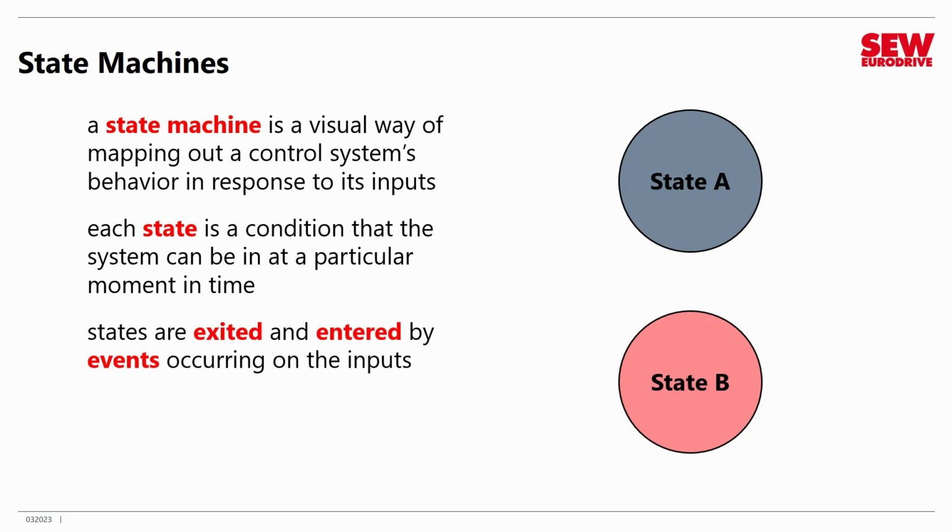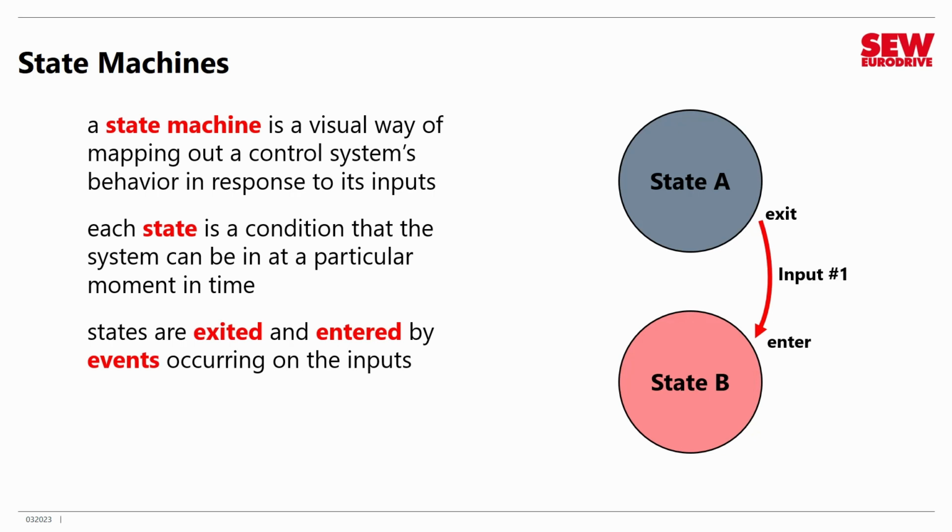A state can be exited or entered as a consequence of events occurring on the inputs. Events are changes on the inputs. If an input changes, it is possible that the state machine will go from one state to another. So it exits the one, it enters the other. It doesn't always happen. Not every input causes a change of state, but in many cases, the state will change. So let me give you an illustration of that here. Let's say an input changes and you're currently in state A. You might exit it and enter state B. So we call that a transition when you move from one state to another.